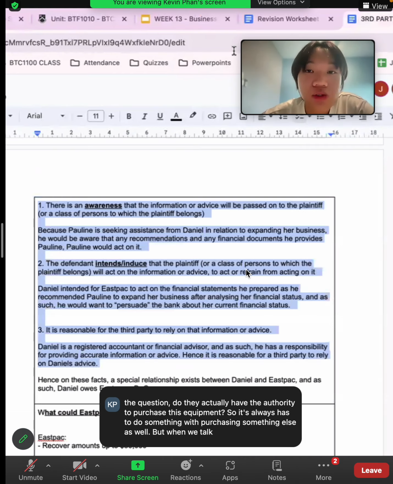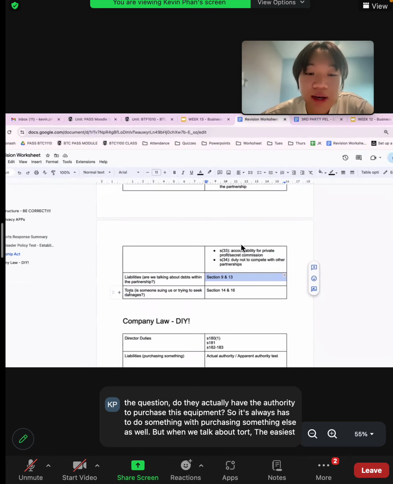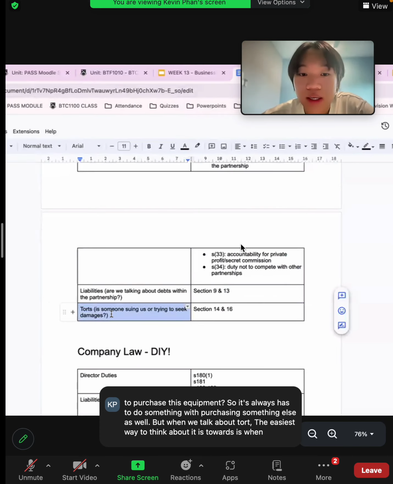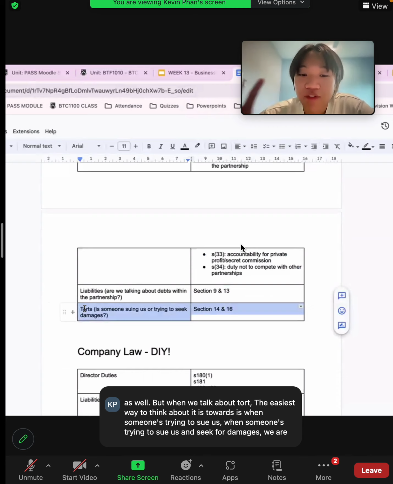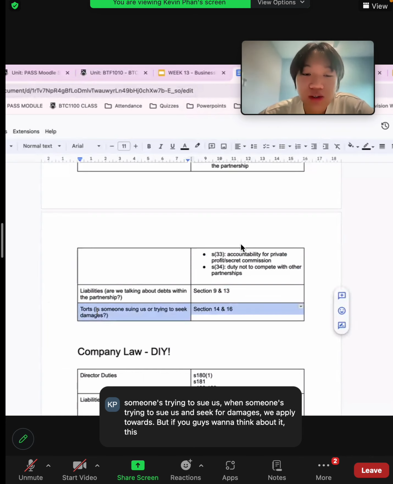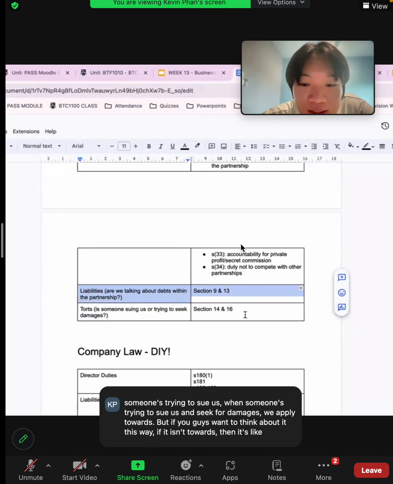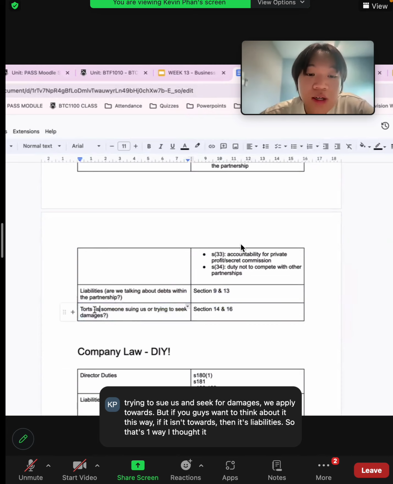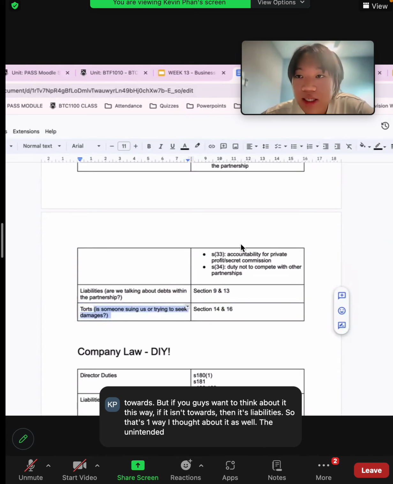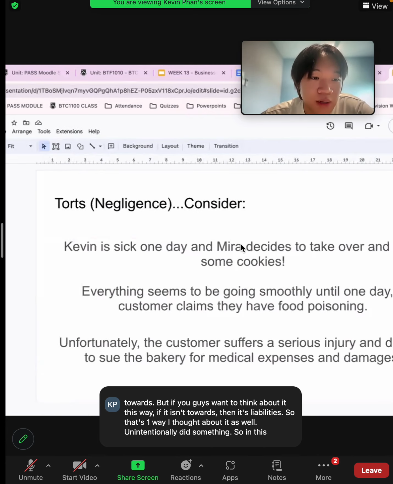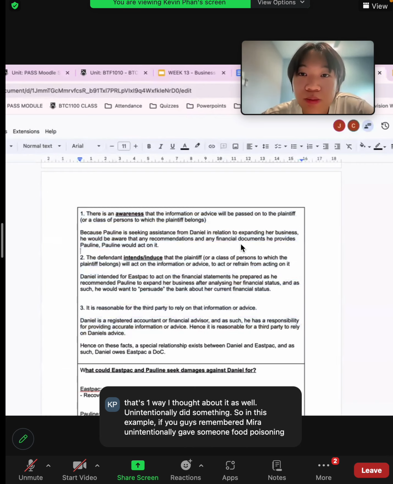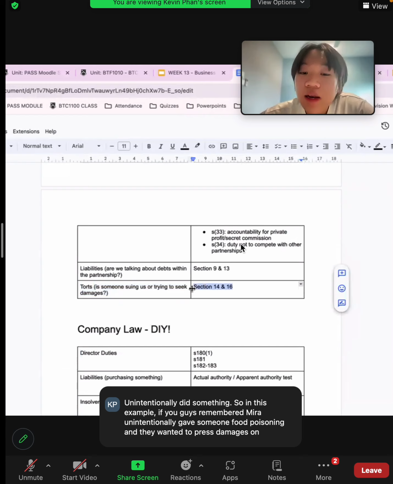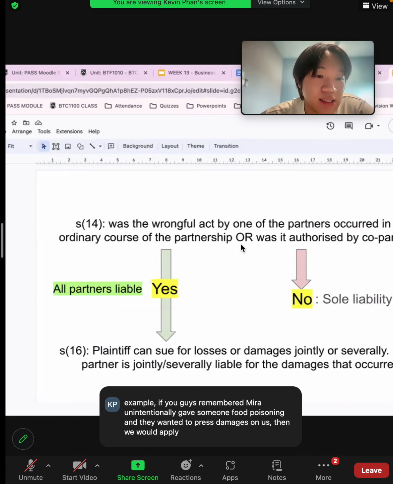But when we talk about torts, the easiest way to think about it is torts is when someone's trying to sue us. When someone's trying to sue us and seek damages, we apply torts. But if you want to think about it this way, if it isn't torts, then it's liabilities. So that's one way I thought about it as well. Torts, you unintentionally did something. So in this example, if you remember, Mira unintentionally gave someone food poisoning and they wanted to press damages on us, then we would apply section 14 and 16, which is this diagram here.